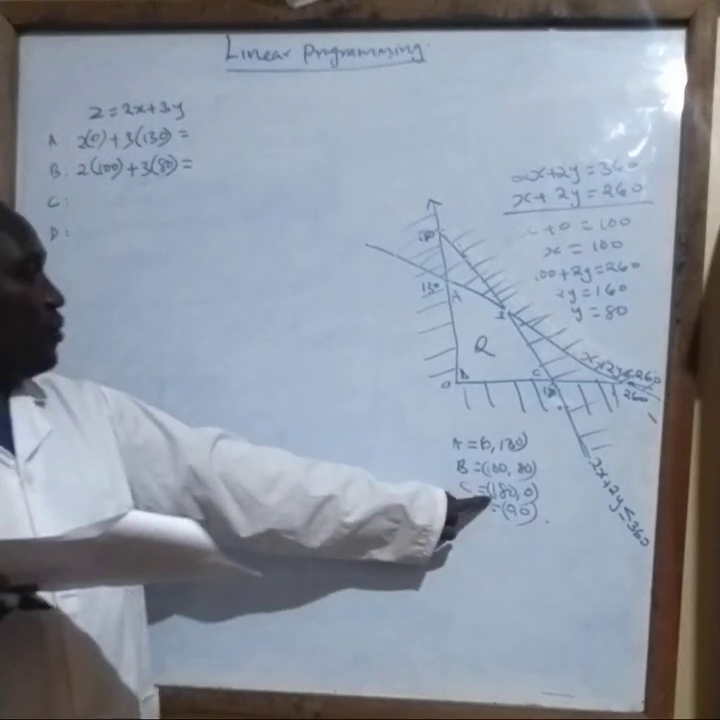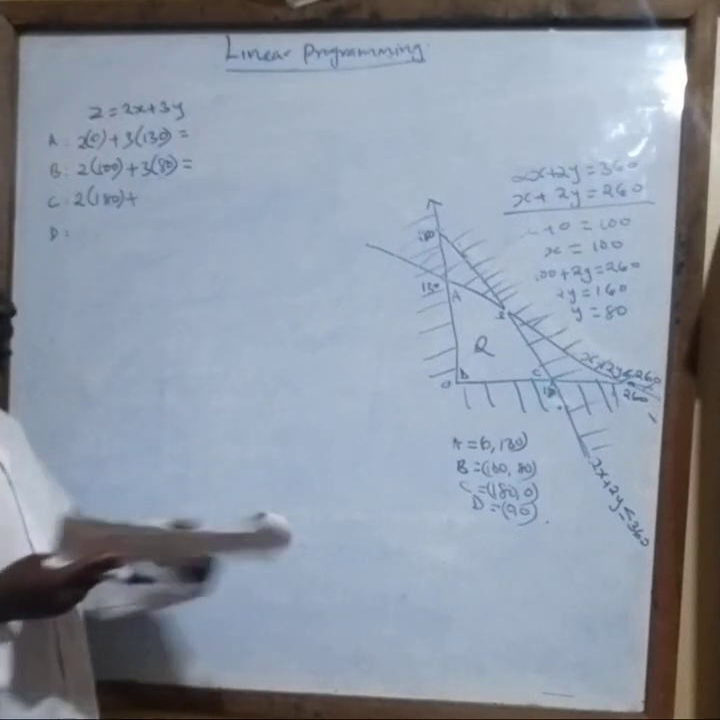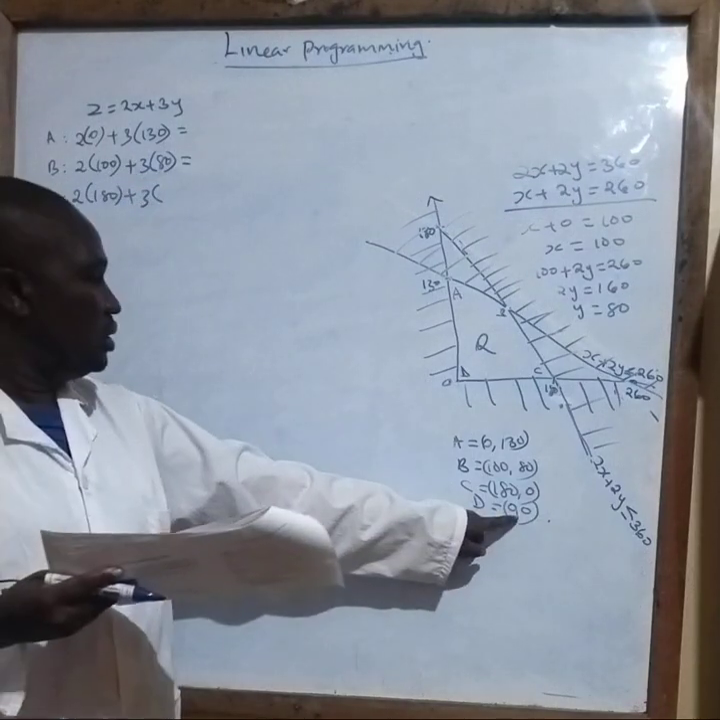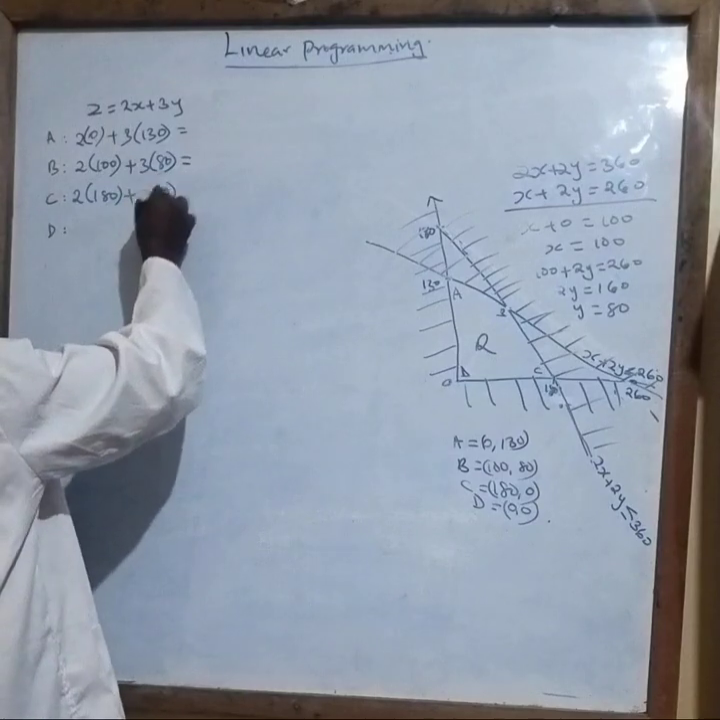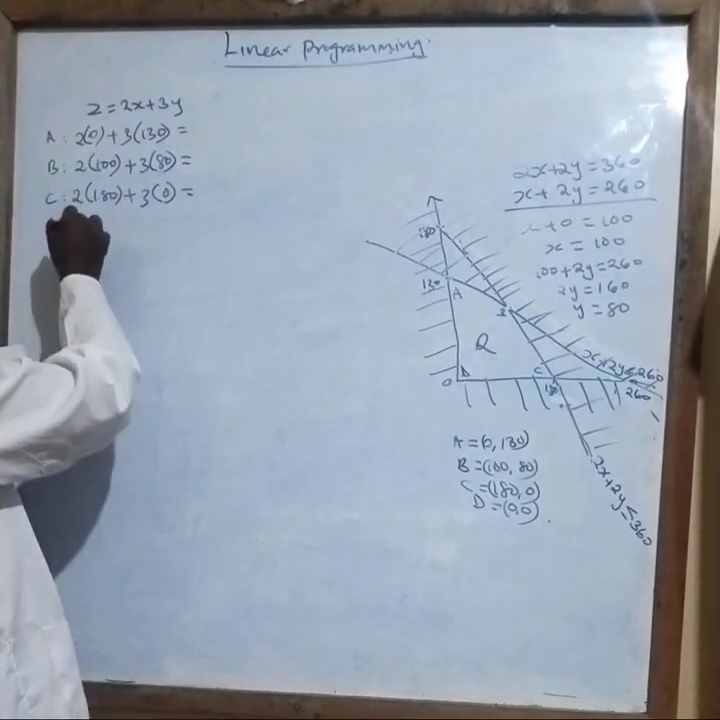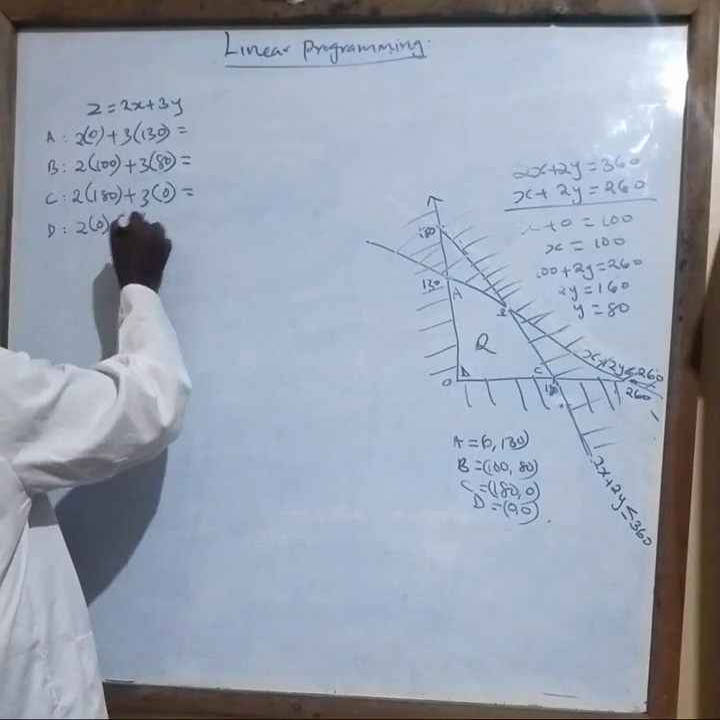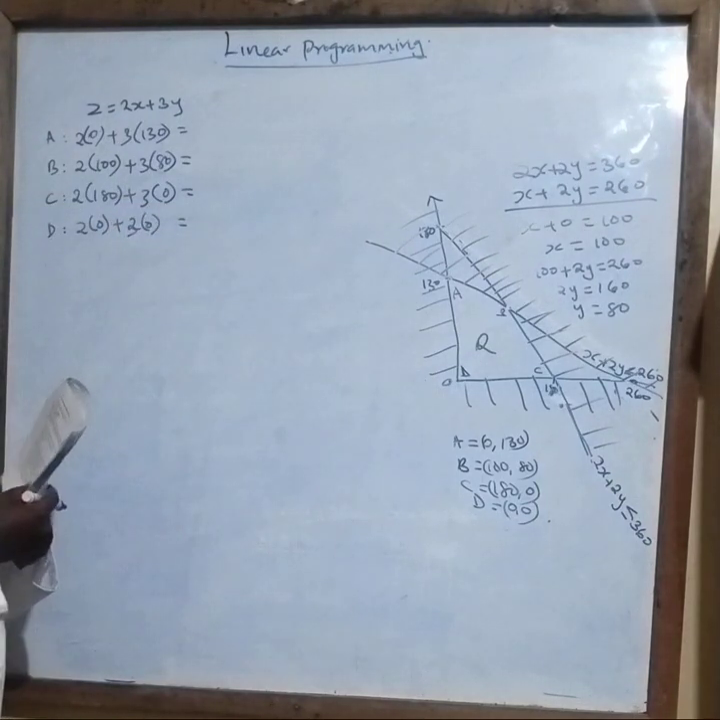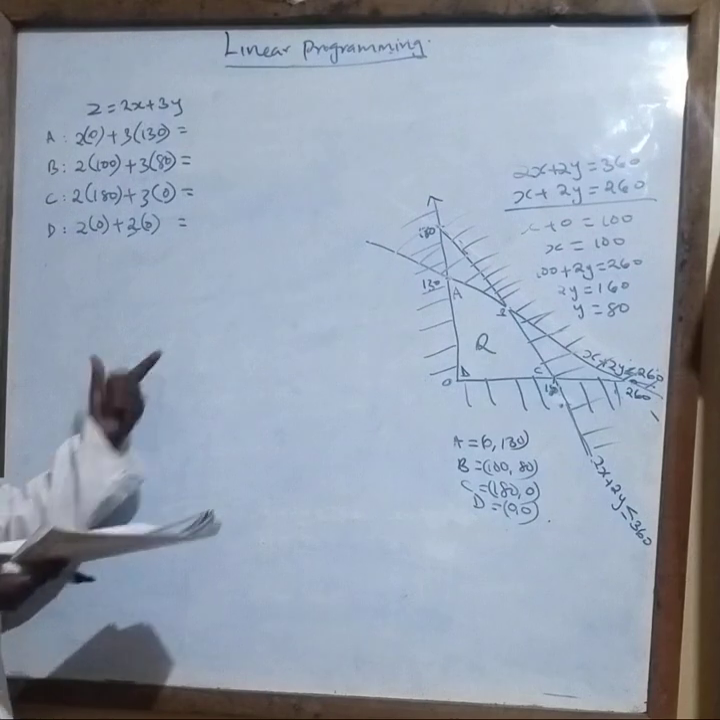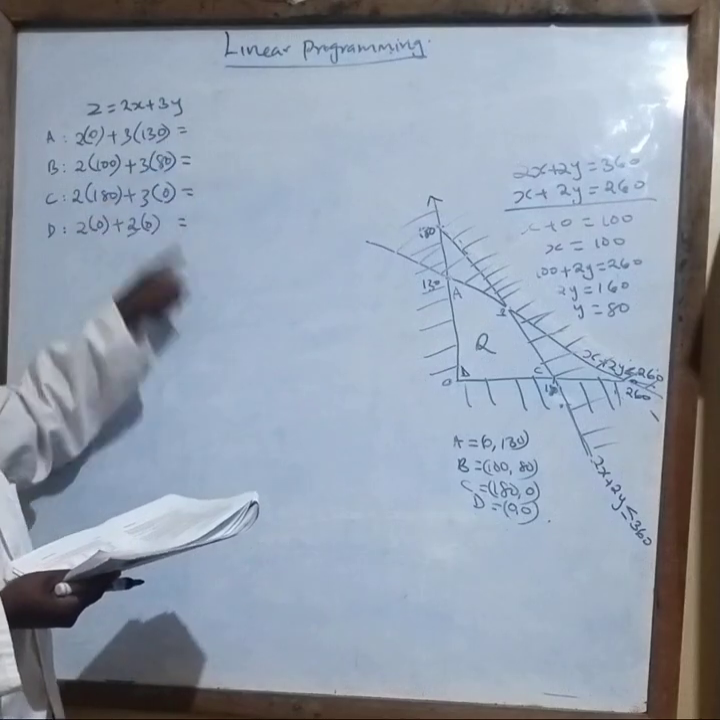Then C, we have already 180 here. So it will be 2 into 180 plus 3 into y, then y is 0. You put there your 0. Then the last one, x is 0, y is 0. So it will be 2 into 0 plus 3 into 0. So now we substitute in these equations.